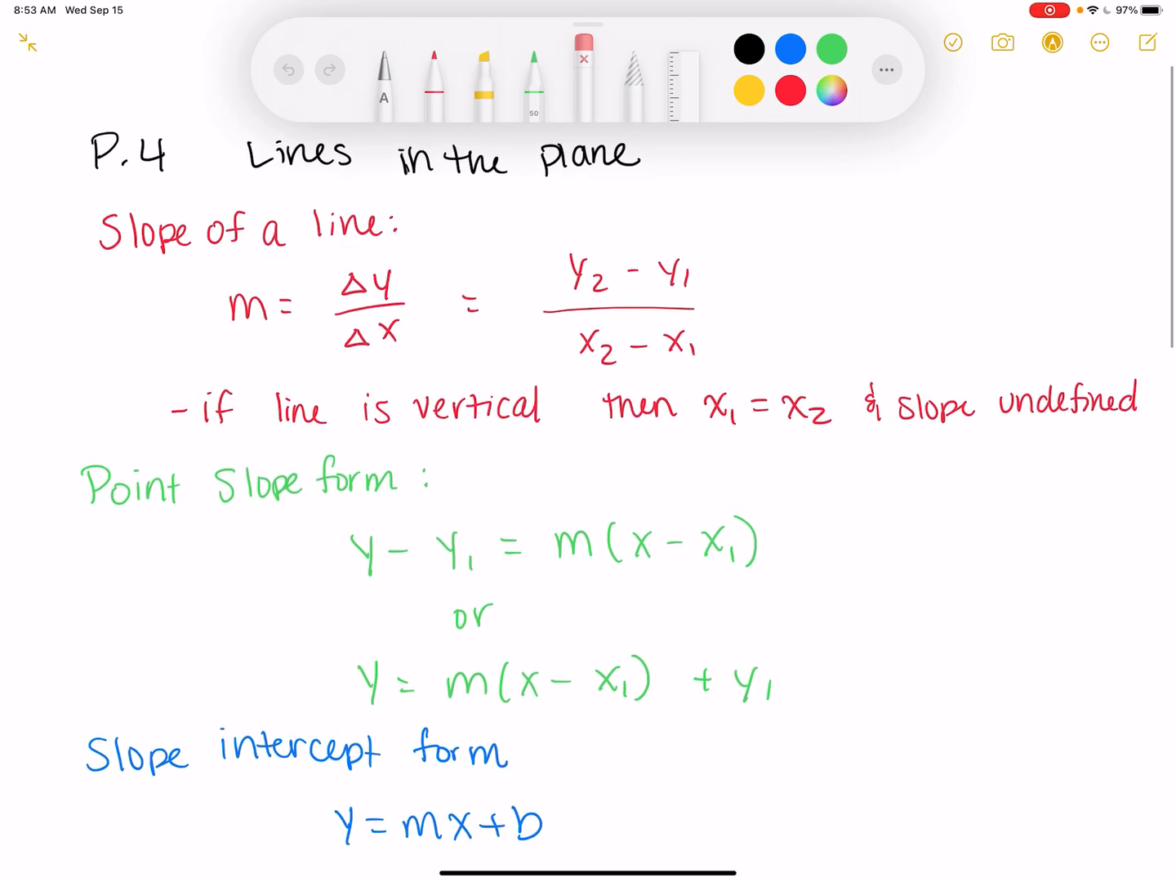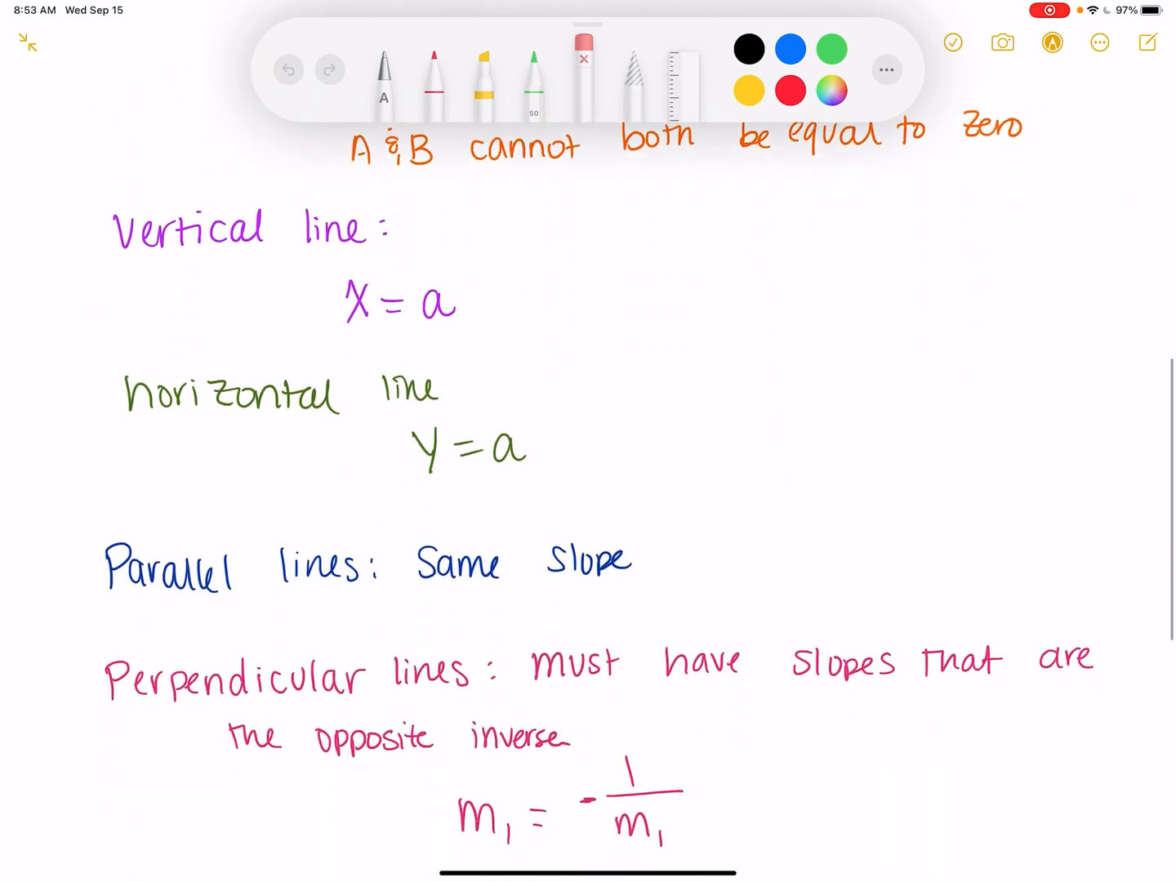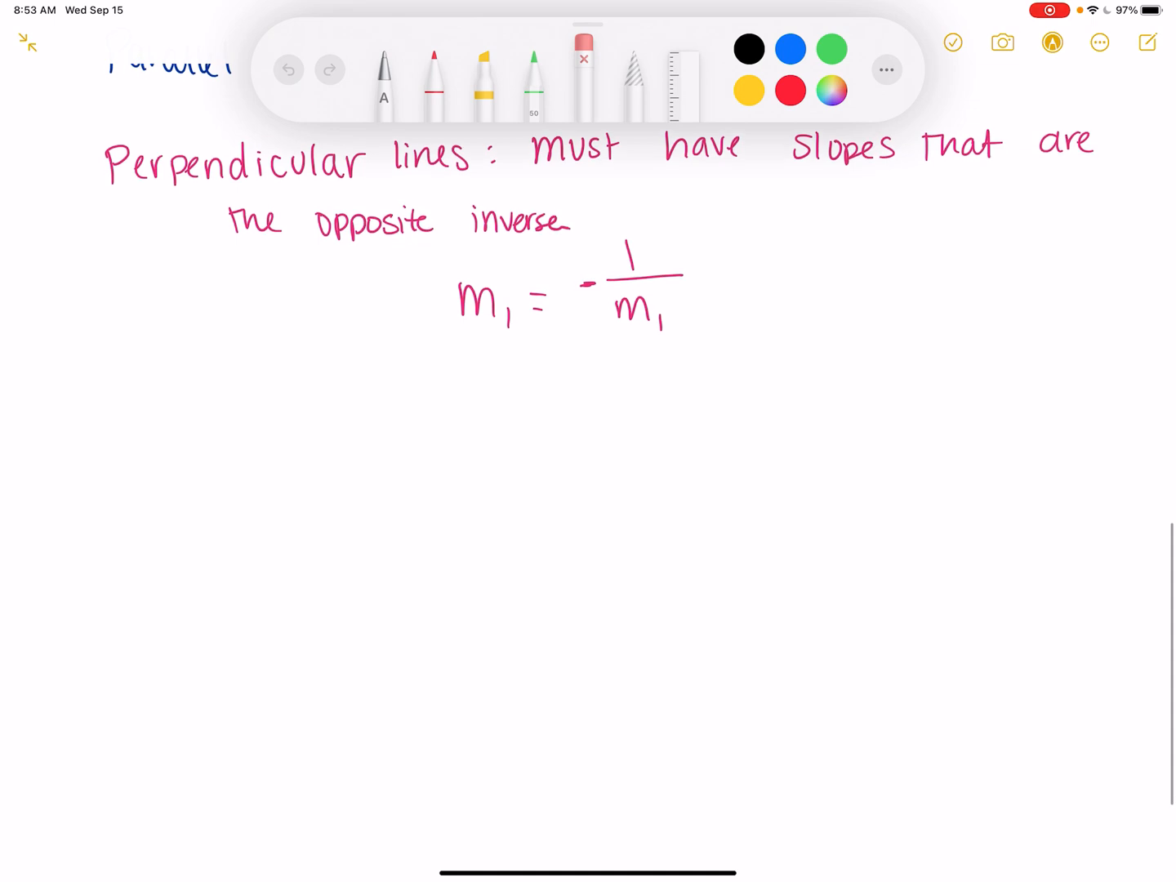Okay, so we're going to do P4 lines in the plane just so that those examples are, I think, easier. So trying to do that until we get everybody back.